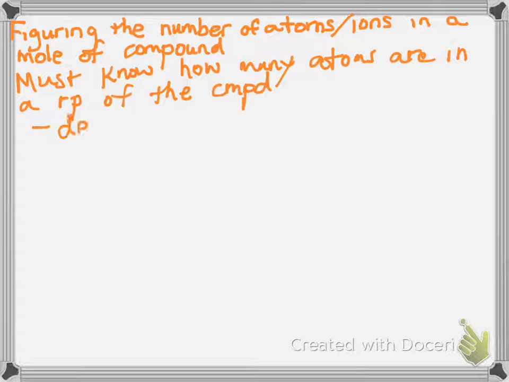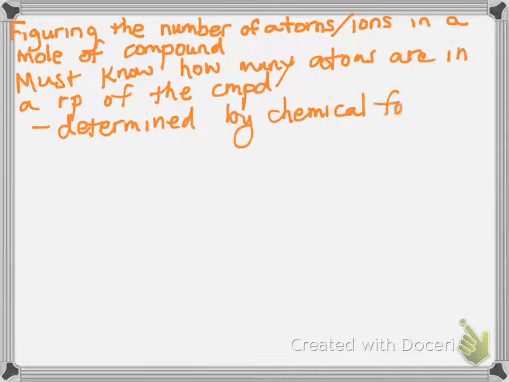That is determined by the chemical formula, which is why it's still important that you remember how to write the chemical formulas for ionic and molecular compounds. Remember, when you're given the name of a molecular compound and asked to write the formula, the prefixes become subscripts. When you're given the name of an ionic compound and asked to write the formula, you're going to write symbols, charges, crisscross, lowest whole number ratio.